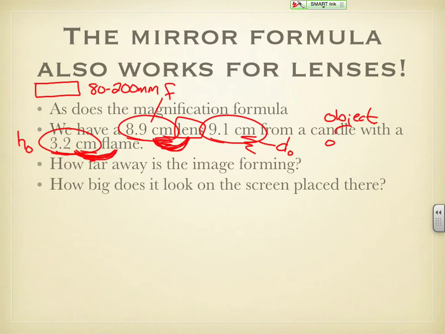So how far away is the image forming? We are looking for the distance to the image. And how big does it look on the screen? That would be the height of the image. So first we're going to look at the di. And we say to myself, well, what formula has di in it? Both of them do. But which one has what we've got? And that, of course, we're going to say 1 over f is 1 over do plus 1 over di.